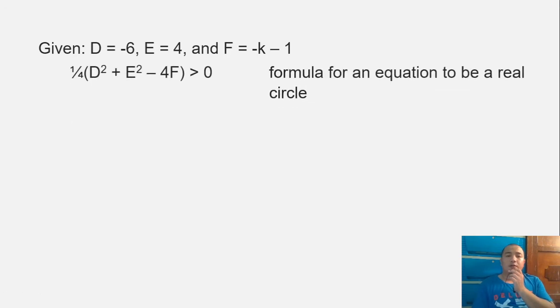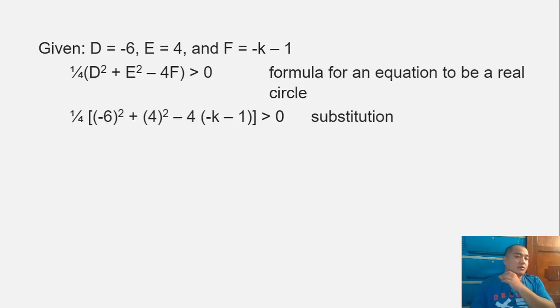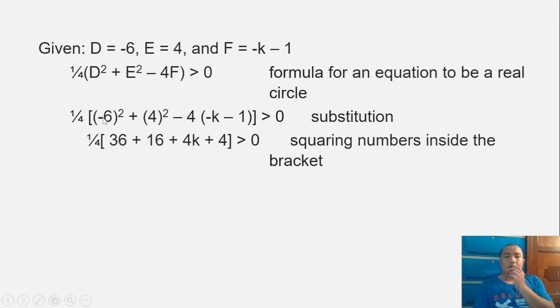Then substitute the values of d, e, and f in the formula here. 1/4 quantity d squared plus e squared minus 4f greater than 0. So we have 1/4 times quantity, negative 6 squared plus 4 squared minus 4 times negative k minus 1, greater than 0. Let's square the numbers inside the brackets. Negative 6 squared is 36, 4 squared is 16. Negative 4 times negative k is positive 4k. Negative 4 times negative 1 is positive 4.